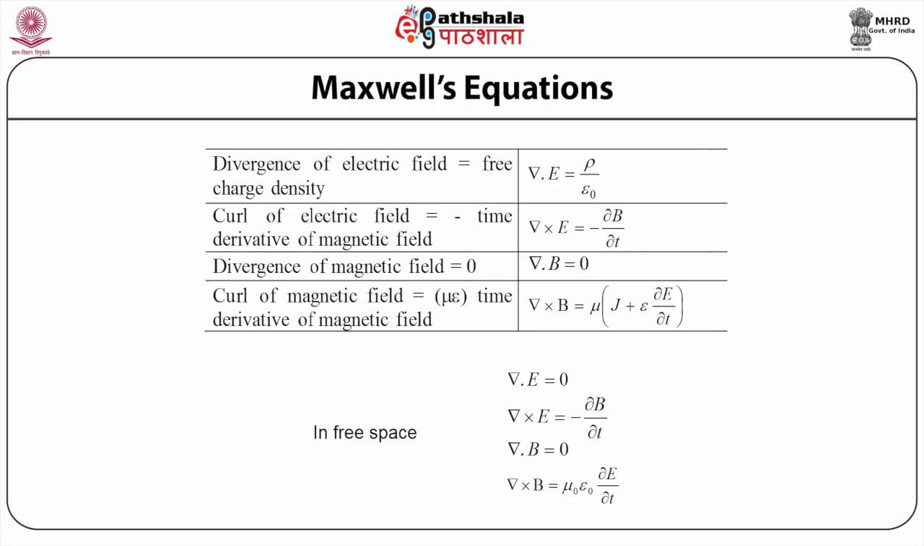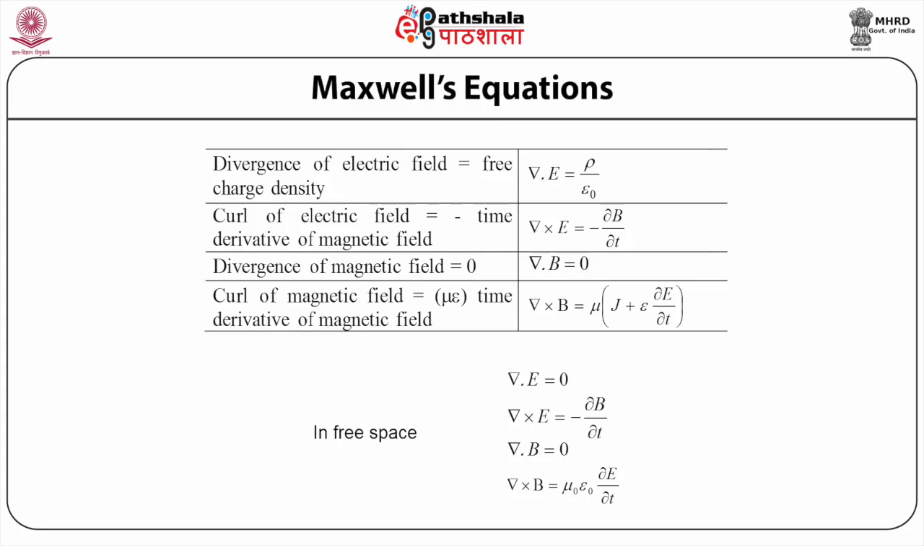The fourth equation is about curl of the magnetic field vector equals mu, which is the magnetic permeability, times epsilon, which is electric permittivity, times the time derivative of the electric field. So in free space, these Maxwell's equations can be reduced to simpler forms.